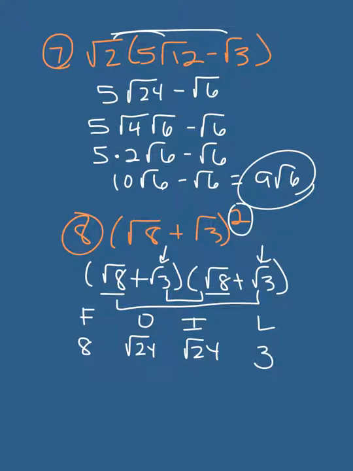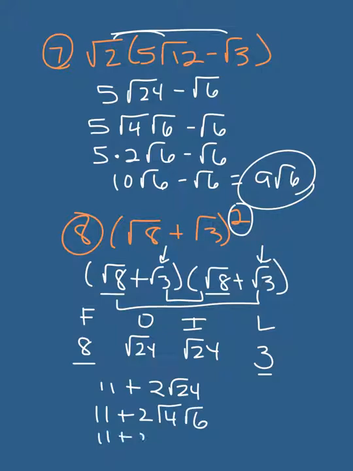So now I have some cleaning up to do. 8 plus 3 gives me 11, plus now I have root 24 plus root 24, which gives me 2 root 24. Now I know that root 24 has a perfect square that goes into it, square root of 4 times the square root of 6. So I have 11 plus 2 times 2 root 6. So my final answer is 11 plus 4 root 6.